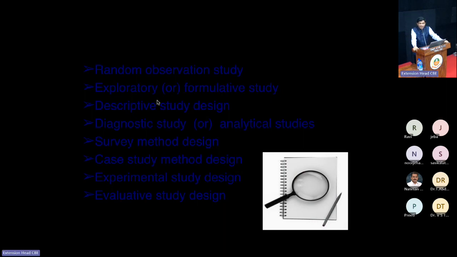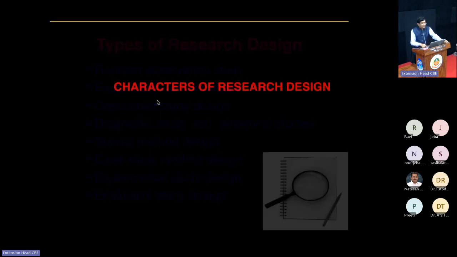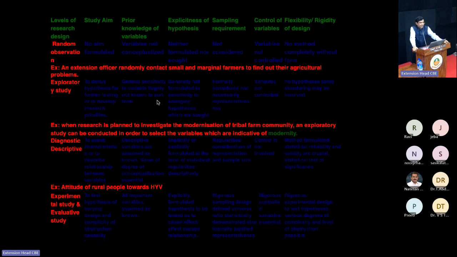And exploratory, it's like that we have a set of research designs. I will tell. Comparative also. Characters of research design, yes, these are all the different characteristics. Random observation, I will tell an example. Because I want to focus more on experimental research designs. Whatever I am telling is only a preamble. Introduction I am giving. The actual topic I have to start.